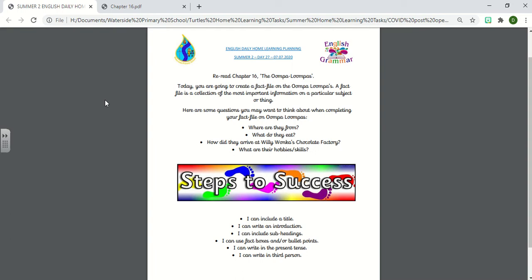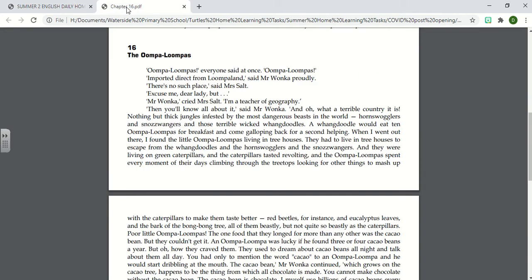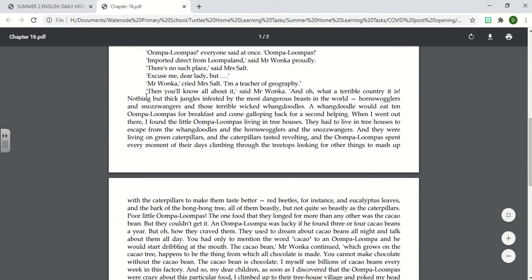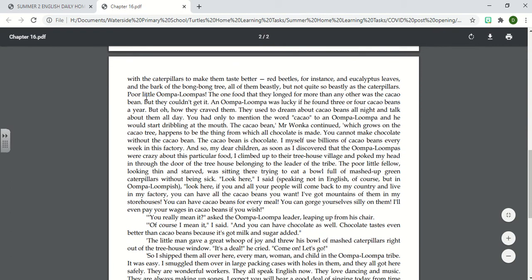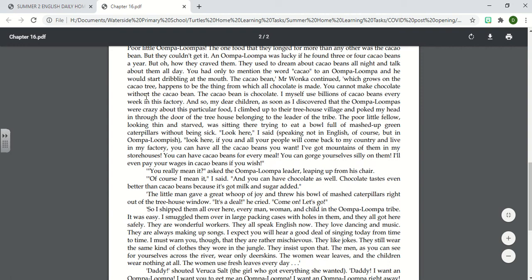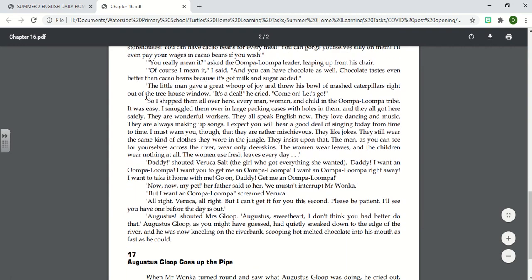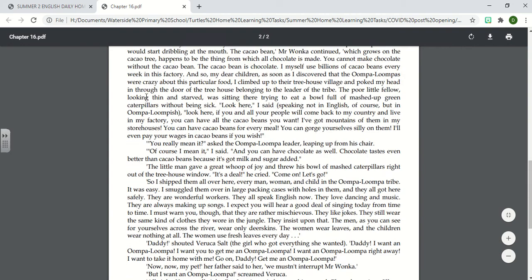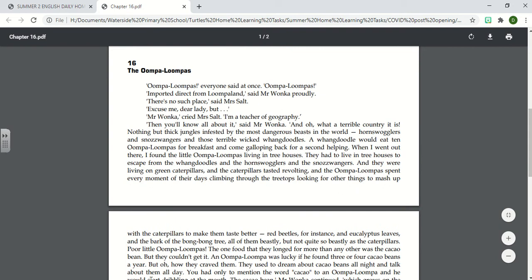So in English today, you are going to create a fact file on the Oompa Loompas. I hope you all had a brilliant day yesterday, reading chapter 16 about the Oompa Loompas. To start off your day today, please reread chapter 16 so you can get thinking about the Oompa Loompas again, where they came from, what they normally eat. Just to get your brain thinking about those.